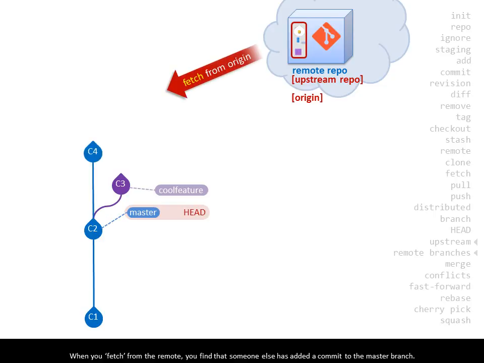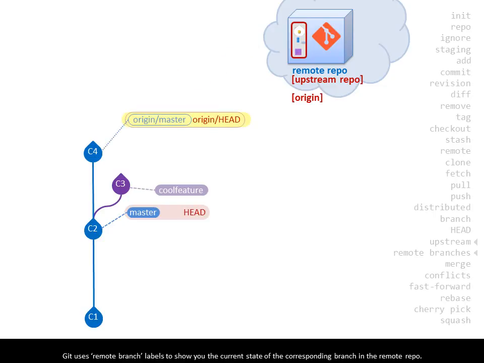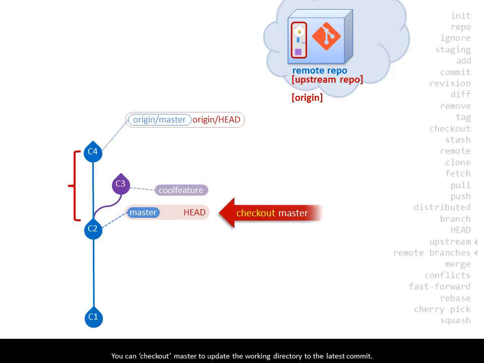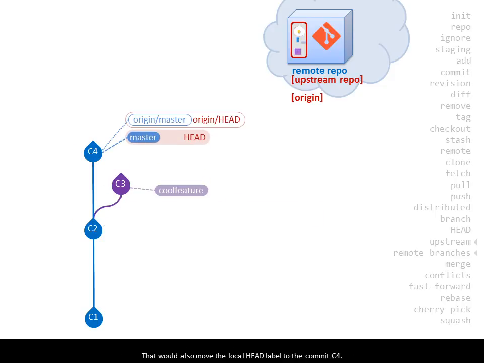When you fetch from the remote, you find that someone else has added a commit to the master branch. Git uses remote branch labels to show you the current state of the corresponding branch in the remote repo. In this case, your working directory is one commit behind. You can check out master to update the working directory to the latest commit. That would also move the local head label to the commit C4.